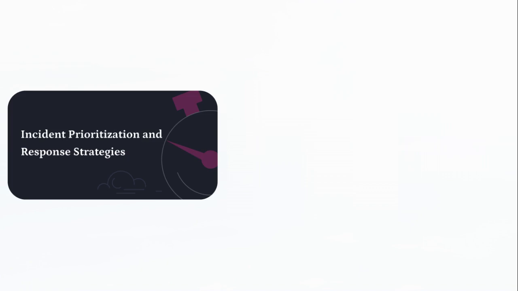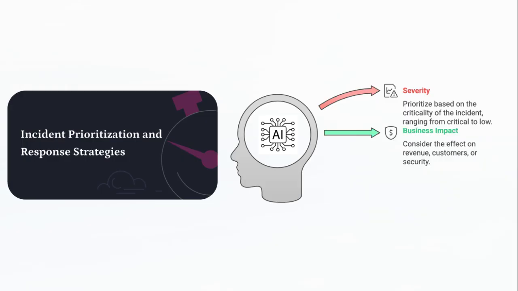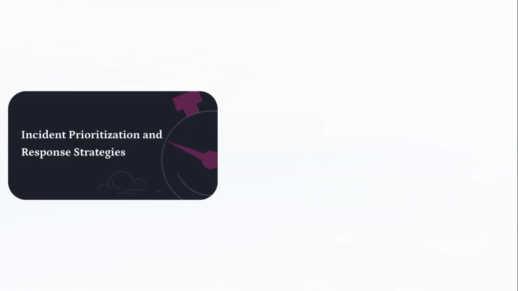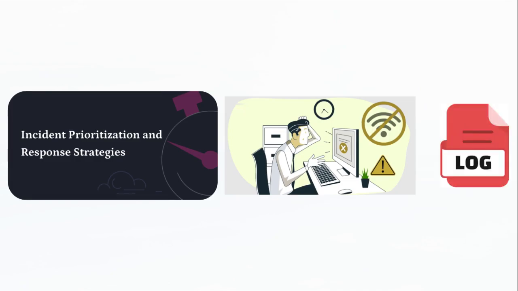Kindly note that not all incidents are equal. Some issues impact business operations more than others. AIOps uses AI-driven prioritization to rank incidents based on 1. Severity: critical, high, medium, low. 2. Business impact: affects revenue, customers, or security. 3. Past incident trends: has this issue happened before? A good example of this would be a network outage affecting customer payments would be prioritized over a minor log file error. This ensures critical issues are addressed first, improving IT efficiency.